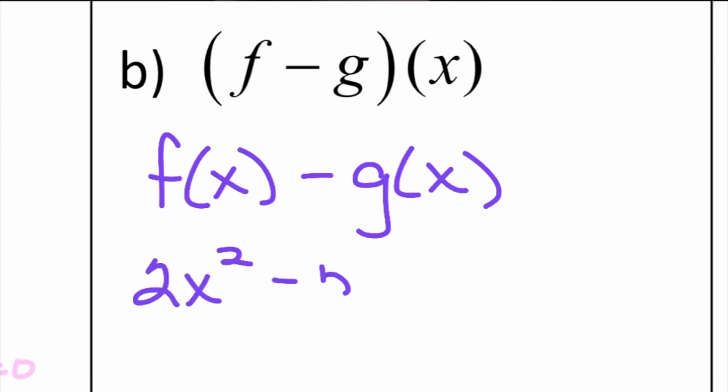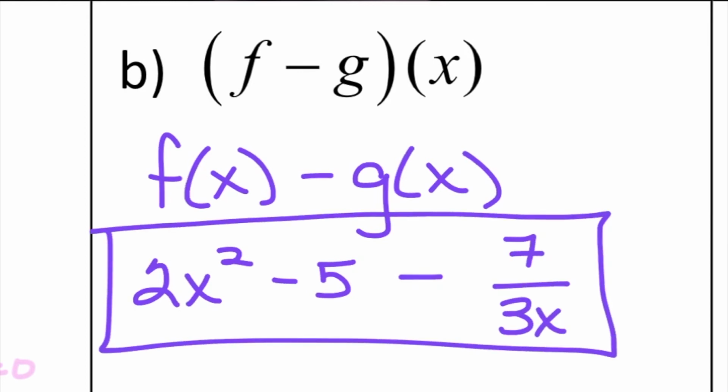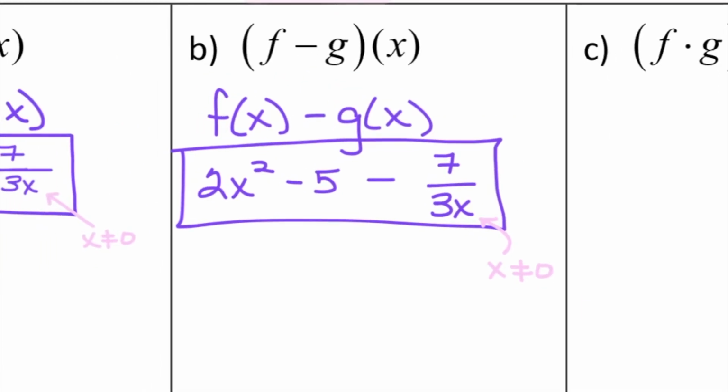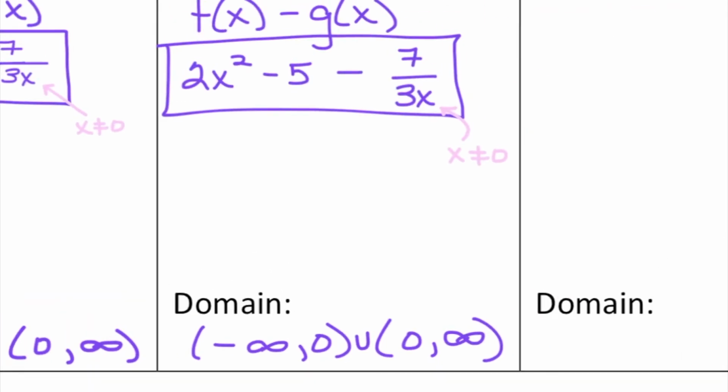F of x minus g of x, and so f of x is 2x squared minus 5, and then minus 7 over 3x. And again, there's nothing that can be simplified. Again, you've got an x in a denominator, and x can't equal 0 because that would make the denominator 0, and therefore my domain, again, is going to be negative infinity to 0 and 0 to positive infinity.